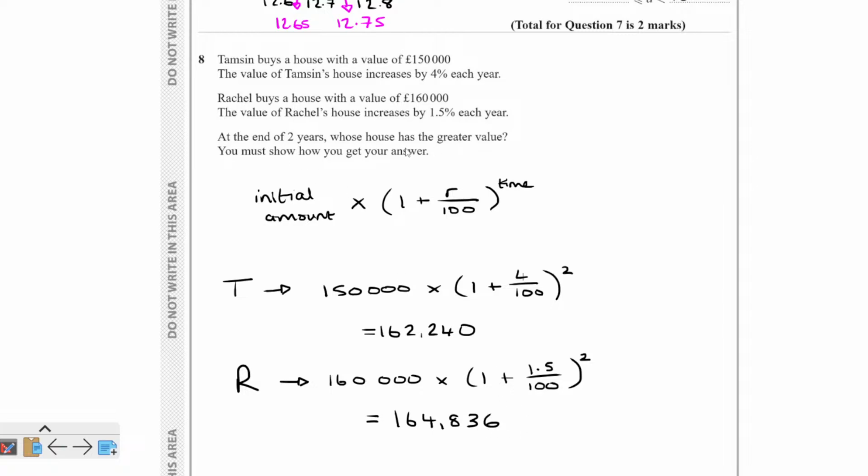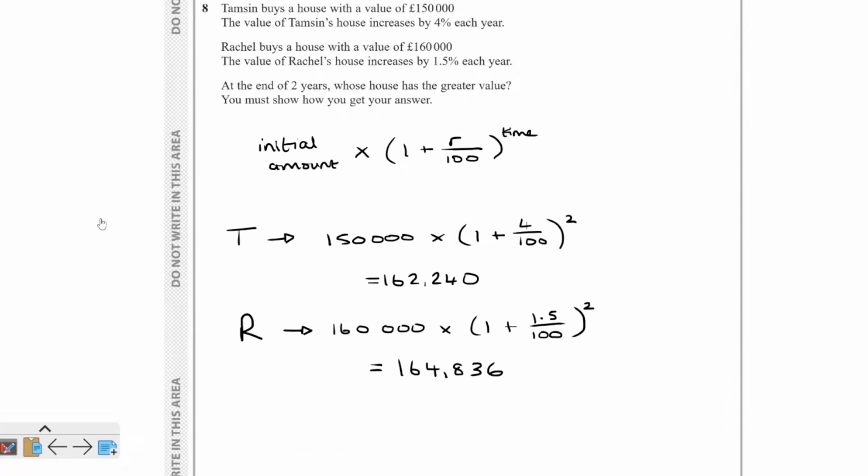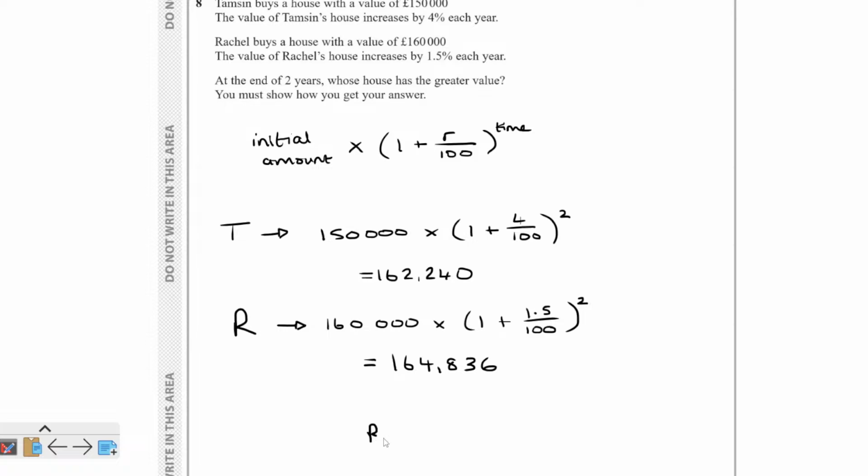Okay, now they actually said at the end of 2 years, whose house has a greater value? Well, you just obviously have to look at the two numbers, which one is greater. Clearly it's Rachel, so you do need to indicate that. So I would write down here, therefore it's Rachel, just so it's really obvious. Okay, so it's basically compound interest, but in a different context. But as long as you can recognize that they've given you this initial amount, they've given you a percentage for each year, and then they've given you a time frame of multiple years, that's basically compounding, isn't it? It's all the same.